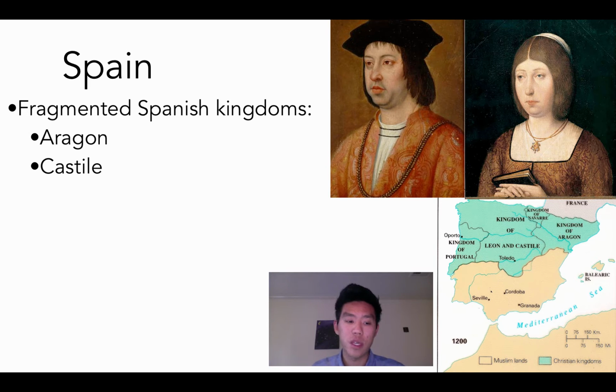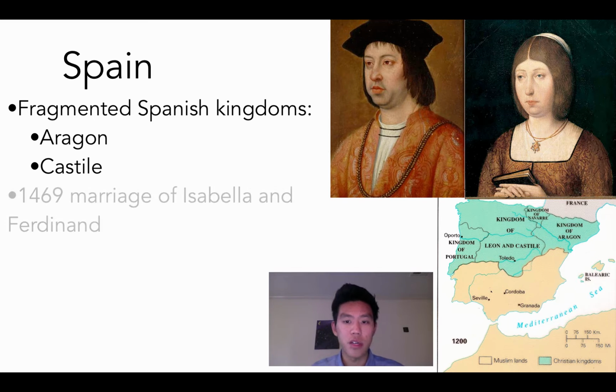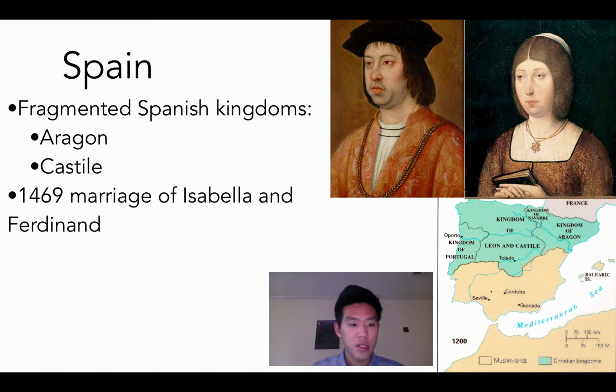And we're going to see that that's going to be their mission through the marriage of Isabella and Ferdinand. One thing to know is that in Castile, it's more plains and flatlands, so they're going to do a lot more agriculture. So they have different types of needs and what they're good at economically.